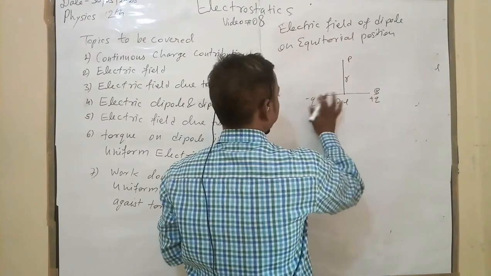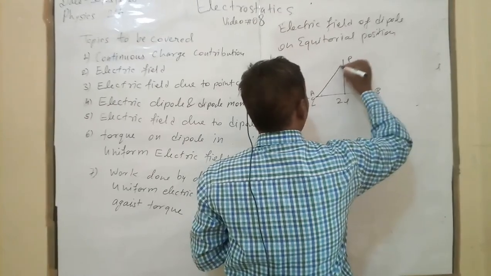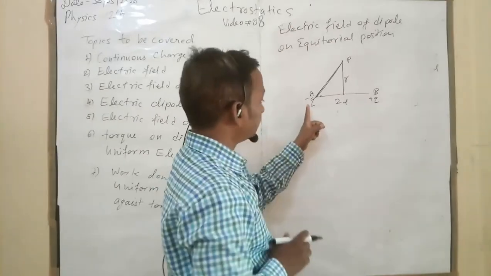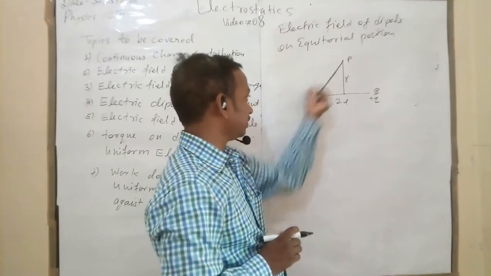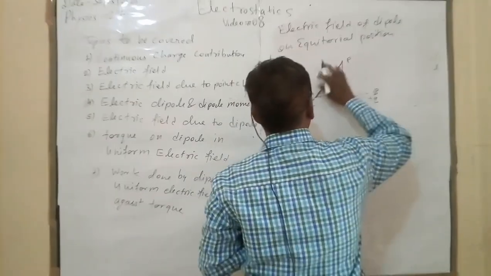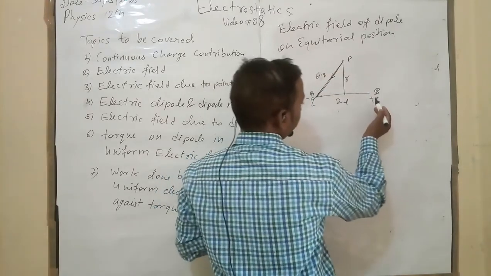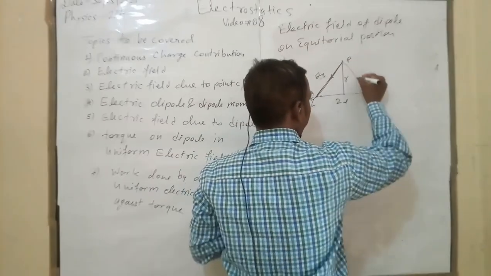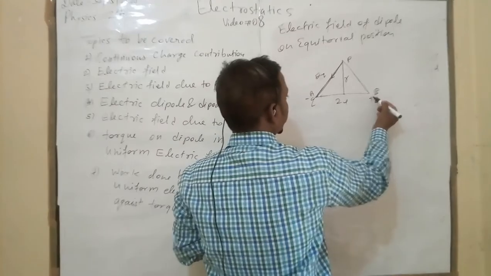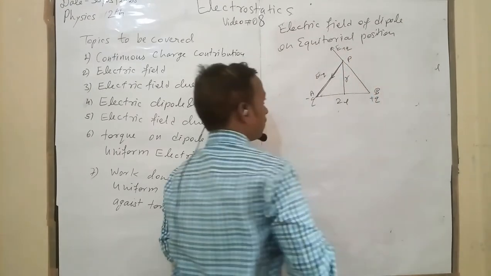So let's see. Join these two points to P. What is the direction of electric field due to this minus Q? We know that all electric field lines come toward the minus Q, so the direction of electric field is this, that is E minus Q. What is the direction of electric field due to plus Q? Join these lines, and we know that electric field lines are directed away from plus Q, so the direction of electric field is this way, that is E plus Q.